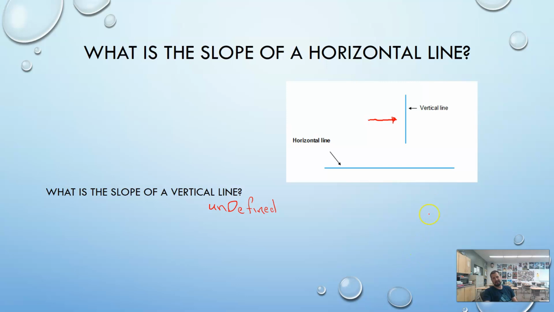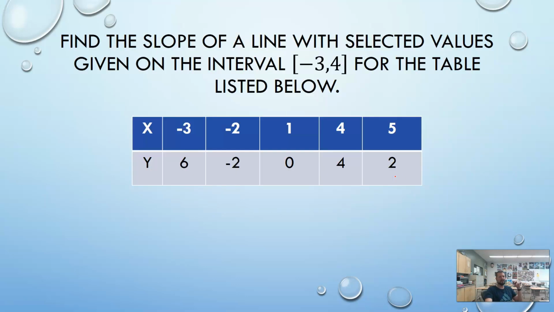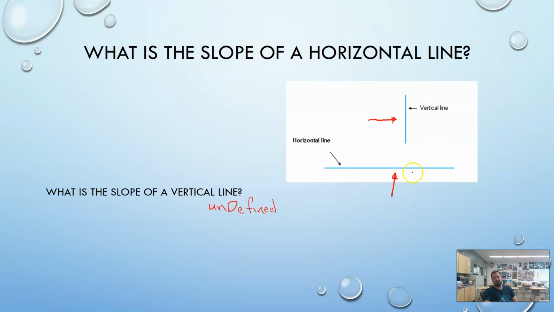The slope of a horizontal line, and a horizontal line is just a flat line like that, the slope of the horizontal line is always, always, always 0. So our slope here, and the letter that we use for slope often is m, our slope is 0 of a horizontal line every single time.